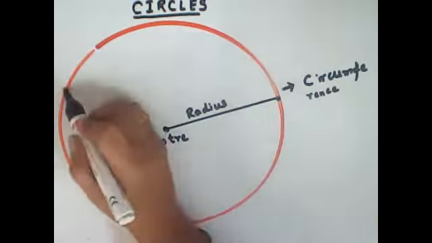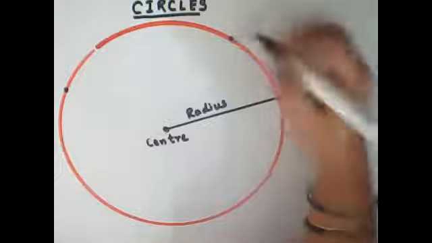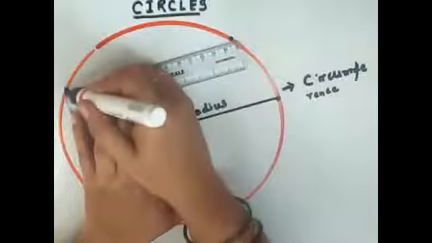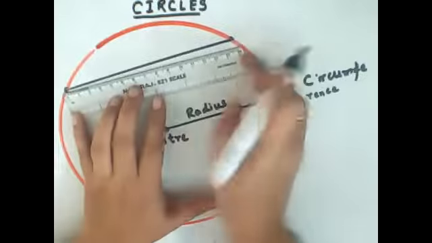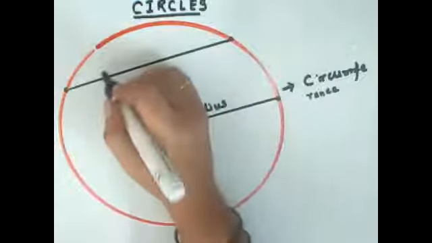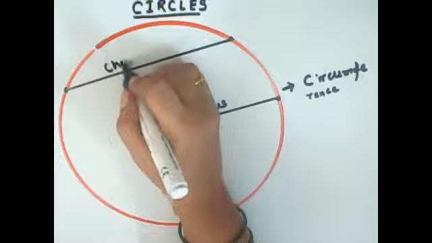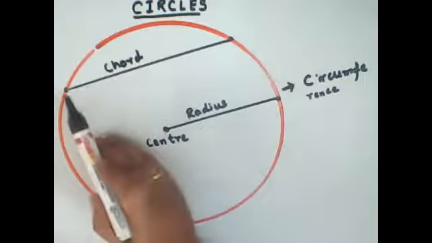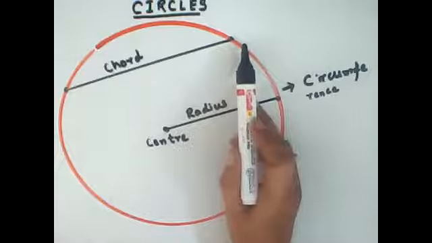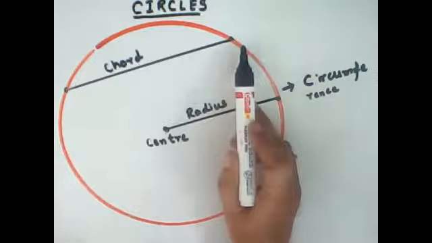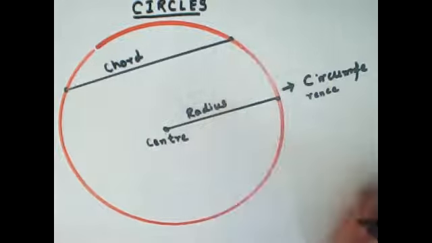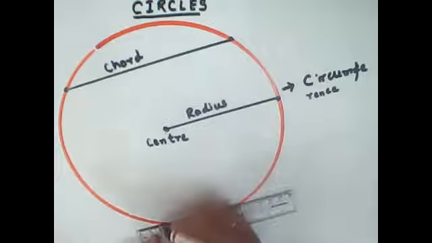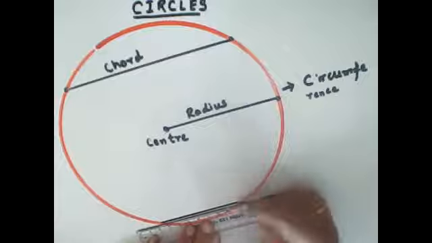Any 2 points on the circle, on the circumference of the circle, when they are joined, their join is called the chord of a circle. The line joining any 2 points on the circumference of the circle is called a chord of the circle. And if you see, we can draw infinitely many chords to a circle.